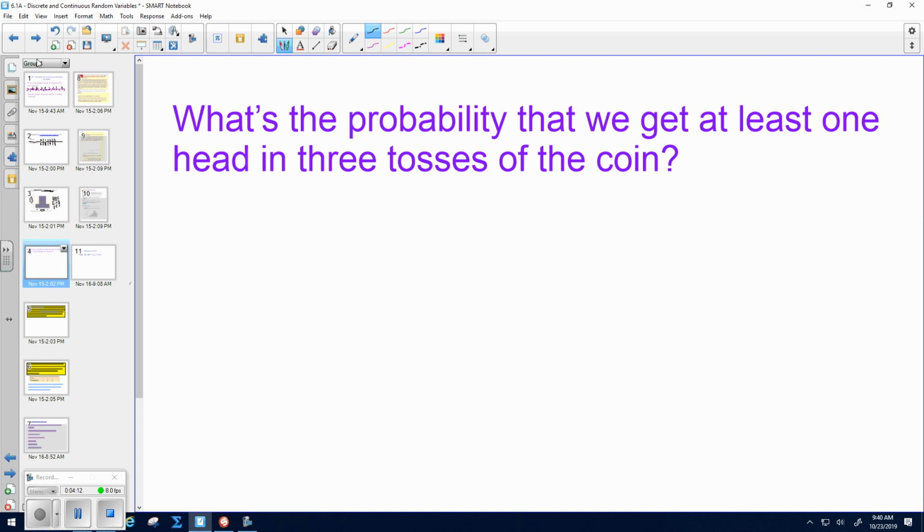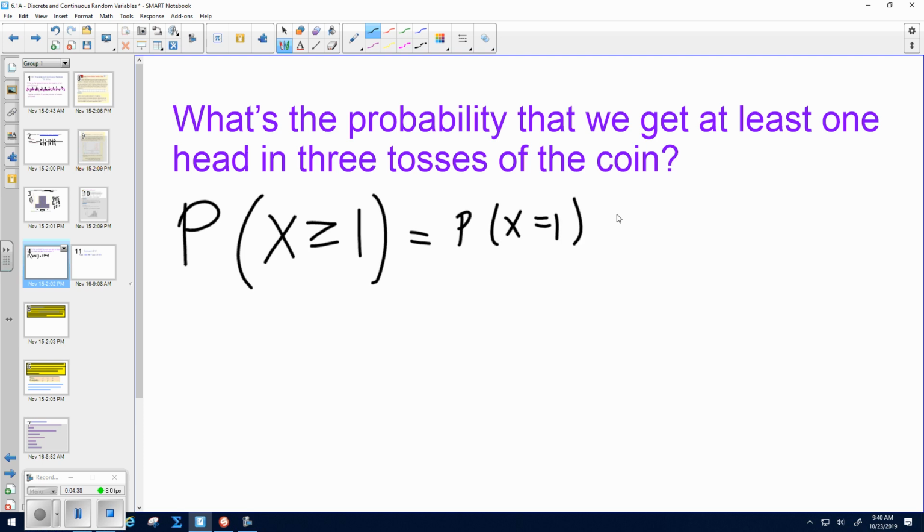So what's the probability that we get at least 1 head in 3 tosses of the coin? When you set up your probability, you have to do P of at least 1. At least 1 means X is greater than or equal to 1. So at least 1 means I could get 1 heads, or I could get 2, or I could get all 3 as heads.